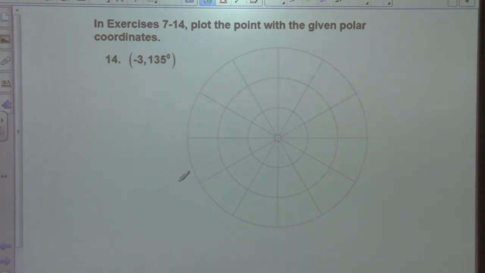I'll give you some time to finish this up. We're going to start working on converting some polar coordinates to rectangular coordinates again. We'll have that too.